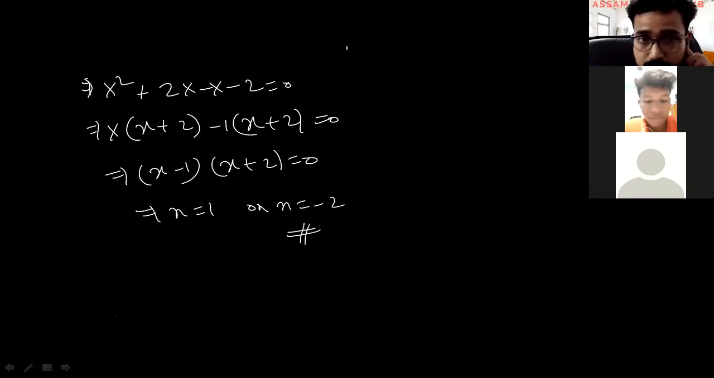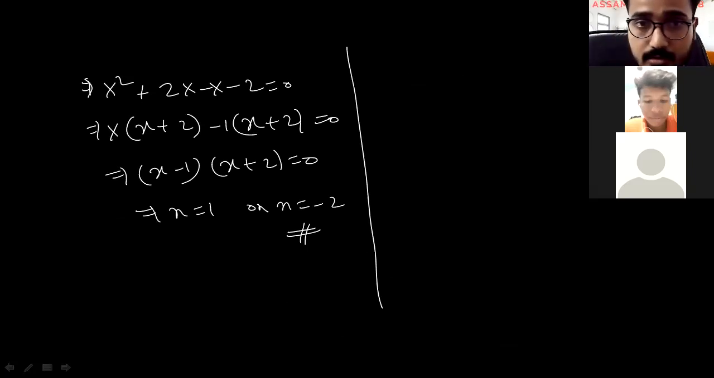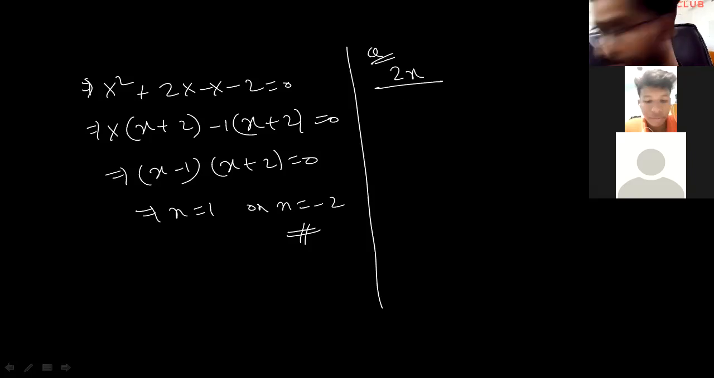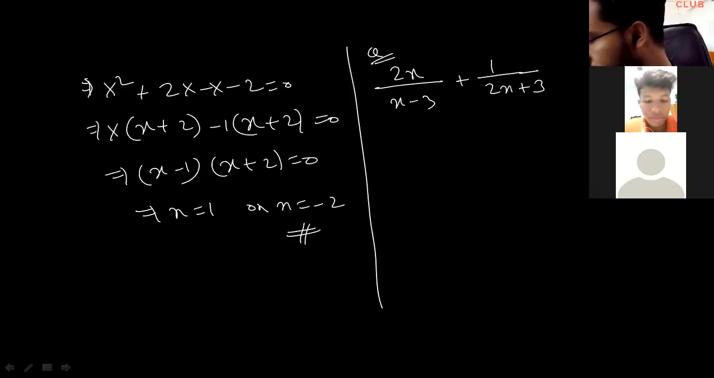Again, I have done one equation. Take this as a homework. If you don't have any problem regarding solving the question, I will solve it tomorrow. 2x by x minus 3, very important question. Plus 1 by 2x plus 3, plus 3x plus 9 by x minus 3 into 2x plus 3 equal to 0, and x cannot be equal to minus 3 by 2 and 3.